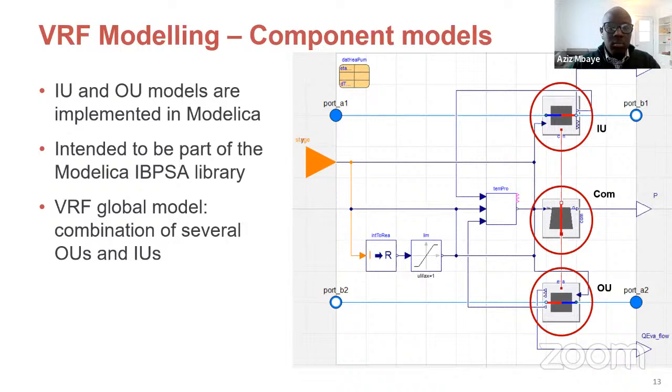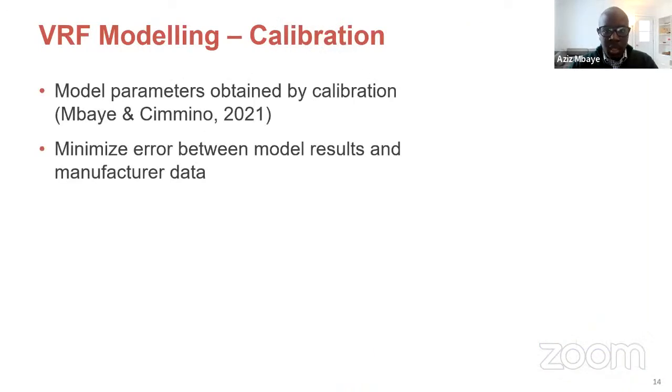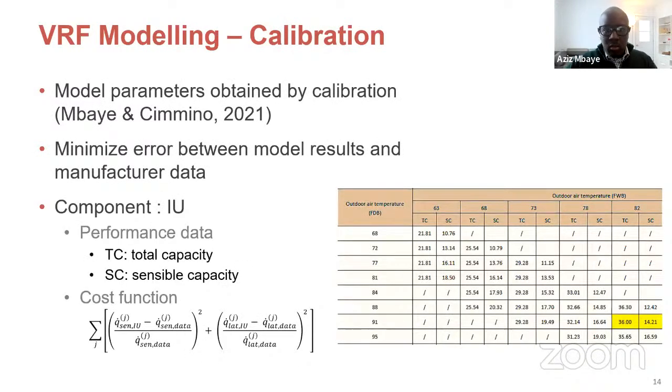At this point, the global VRF model parameters are unknown, and our approach is to estimate them by calibration using available manufacturer data. So all the parameters that we have in the heat exchanger and in the compressor will be estimated by calibration. From the manufacturer data, we implemented in Python a parameter estimation procedure using the Modelica-based model that we just saw. Such a procedure aims to find parameters that will minimize a cost function.